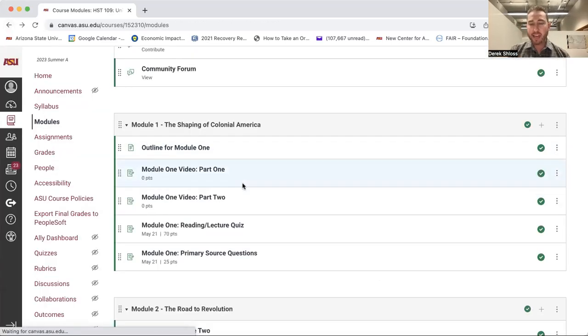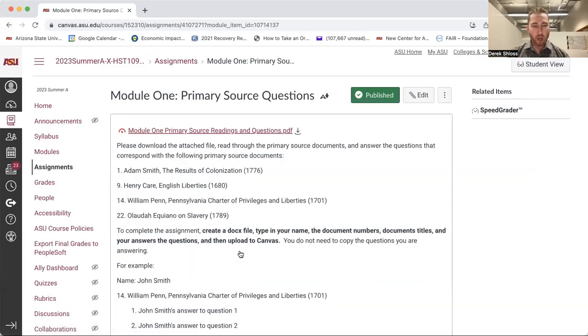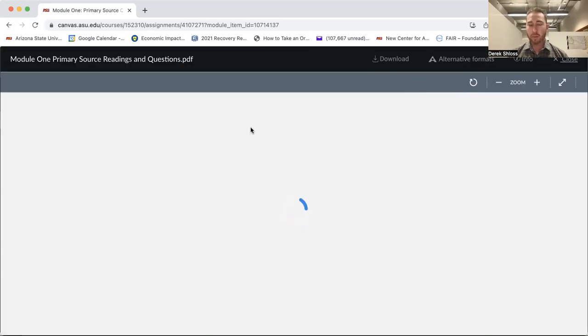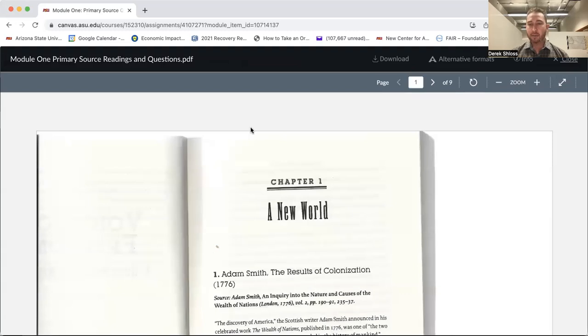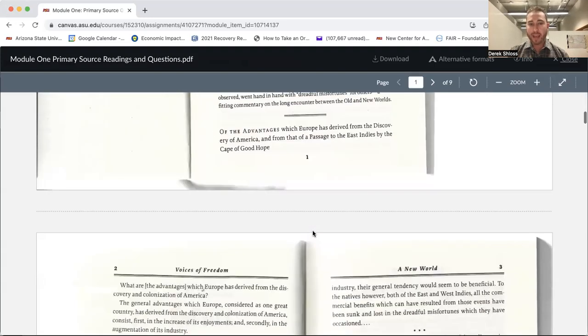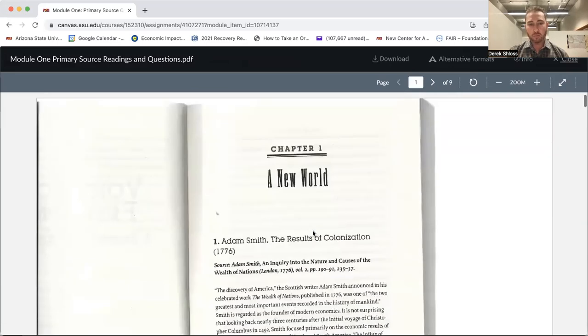Then at the end of each module, you're also going to have primary source questions. These are taken from a book called Give Me Liberty by Eric Foner. Primary sources, actually, I'll get to that in a second, because there's a section on the syllabus where I talk about exactly what primary sources are. But anyway, basically, these are documents from the past that you're going to read and answer questions about. So pretty straightforward. For this first one, it's called The New World.